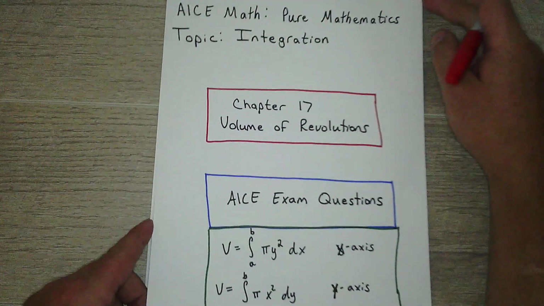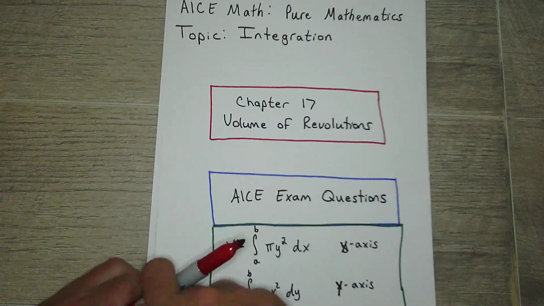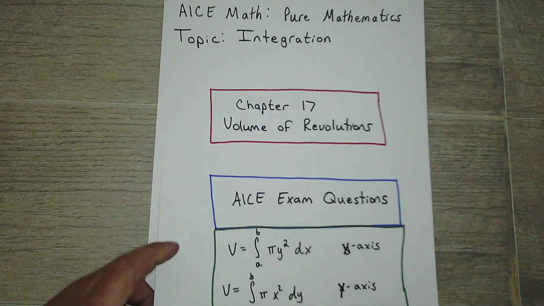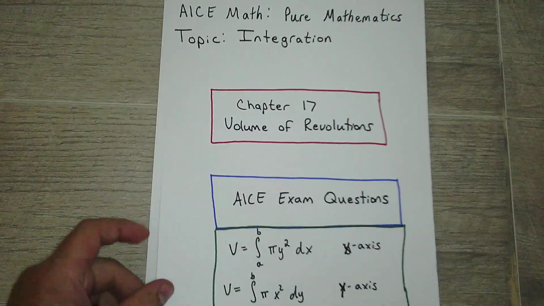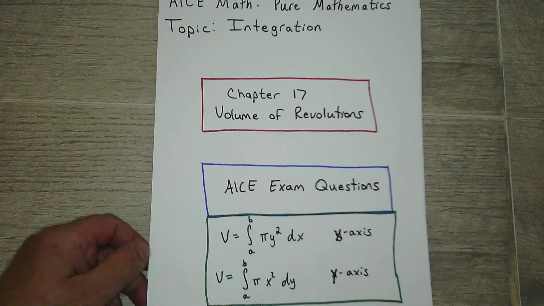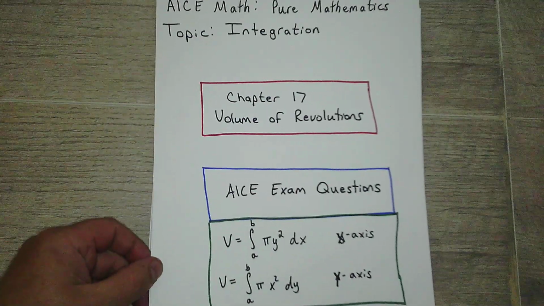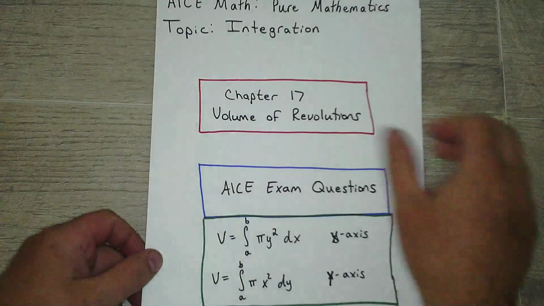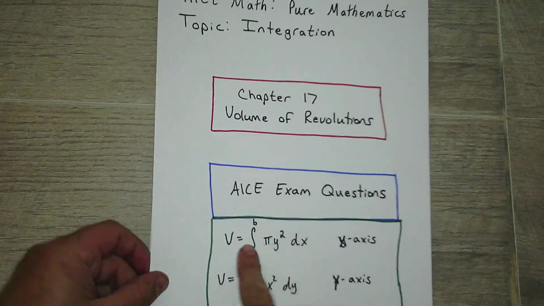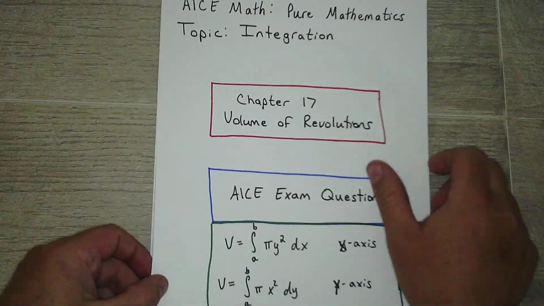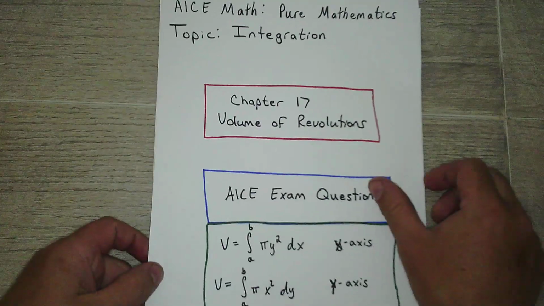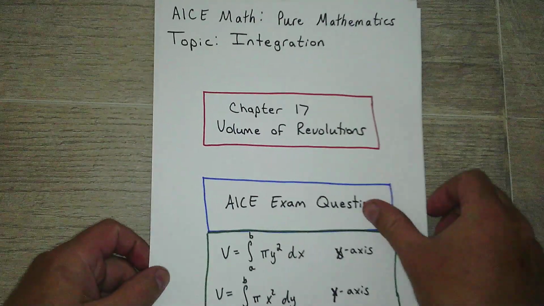Hello class. So we're going to do another ACE question today. I'll do one as kind of a walkthrough, and then you're going to have one on your own. Okay, so we're going to be using this formula for volume. It's a volume of revolution today, and then your question is going to involve volumes of revolution.